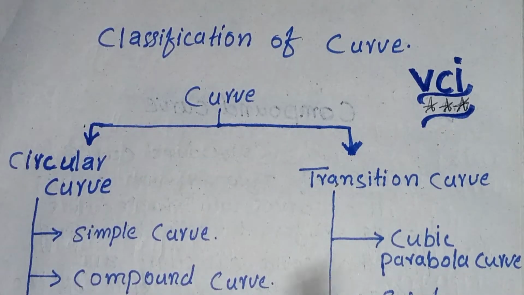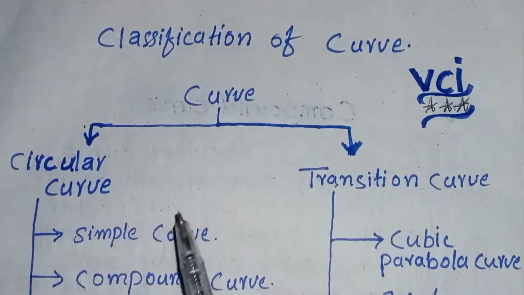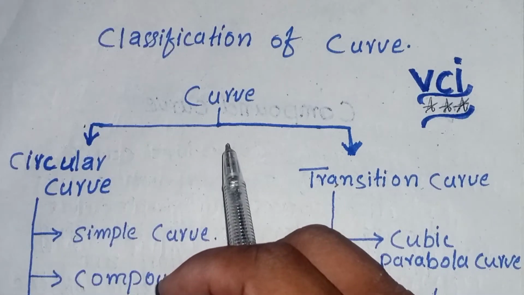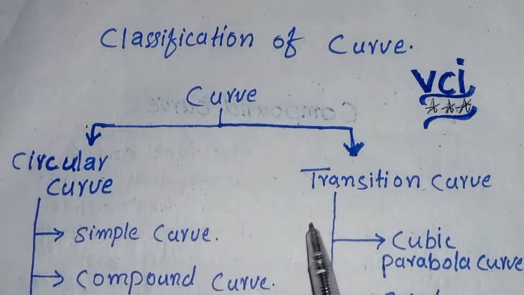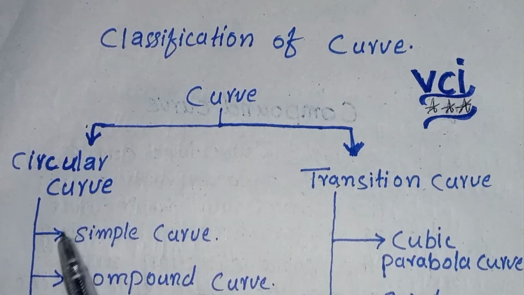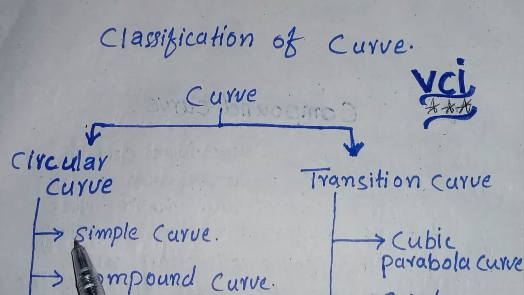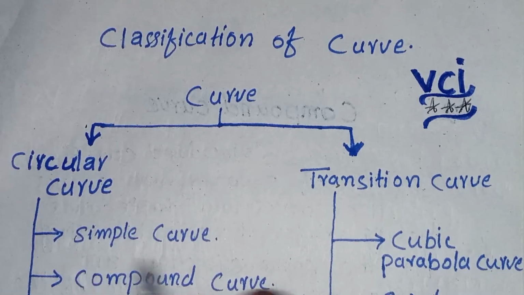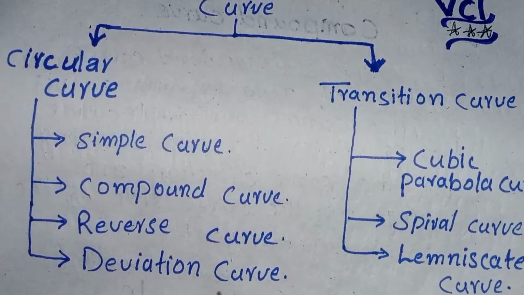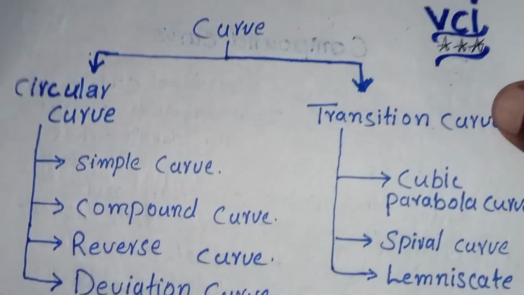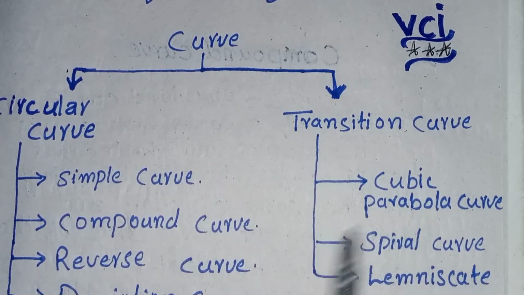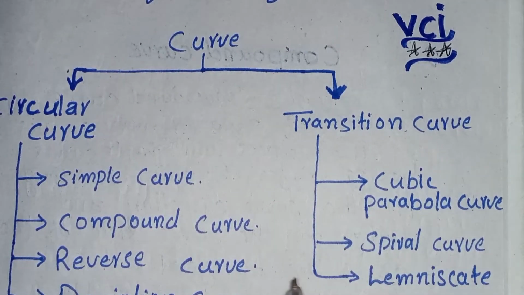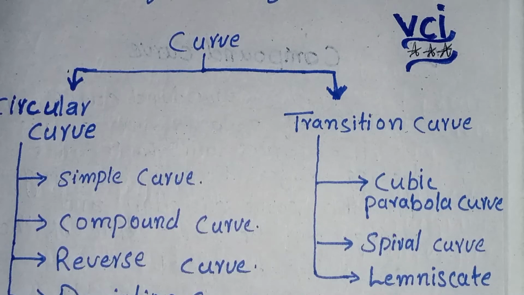Dear friends, we are going to explain the classification of curves. Curves are basically classified into two groups: circular curves and transition curves. Circular curves are further divided into four types: simple curve, compound curve, reverse curve and deviation curve. Similarly, transition curves are further divided into three types: cubic parabola, spiral, and lemniscate.